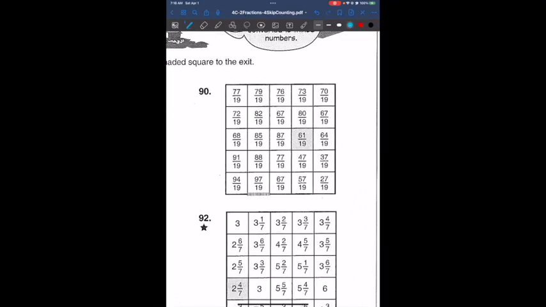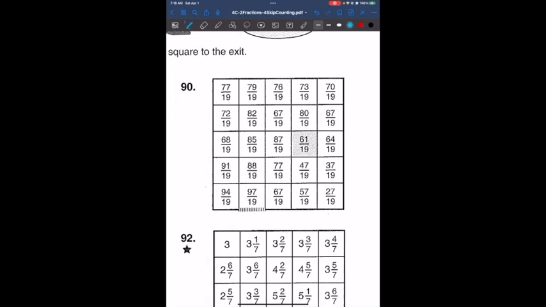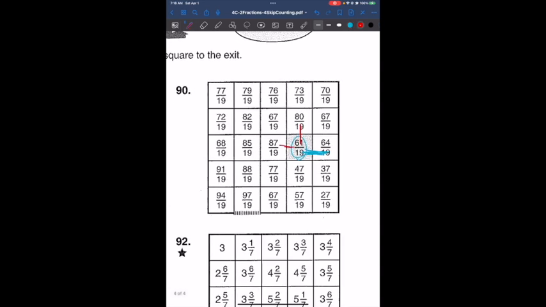Now we're going to look at problem 90. We're starting from 61 over 19, and we're going to start by going to the right side. You can also try to go upwards to the left or downwards, but you'll notice that as time passes, the path doesn't work. So instead of doing the trial and error myself, I want you to try the trial and error process yourselves by pausing the video. I'll just be going over the correct solution so that you can understand why this path is a solution.